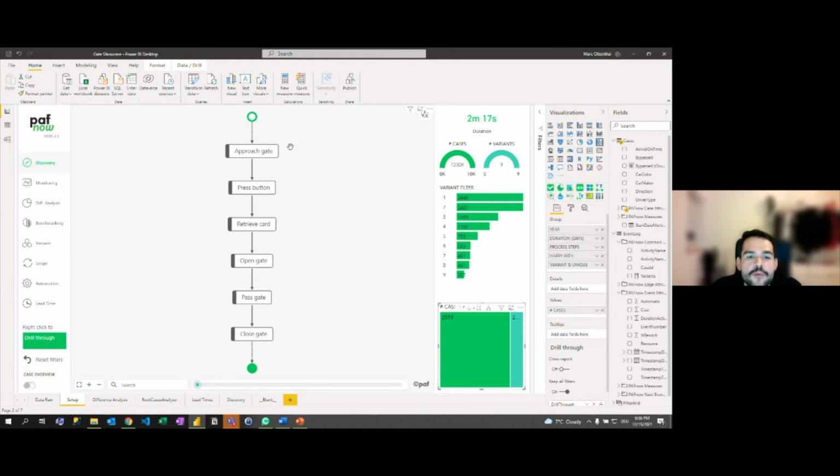And what do we see? Well, in the first variant we see someone approaches the gate, that person presses the button, he or she retrieves the card, and the gate is opened, the gate is passed, and the gate is closed. That's something that makes sense, right? Nothing too unusual here.